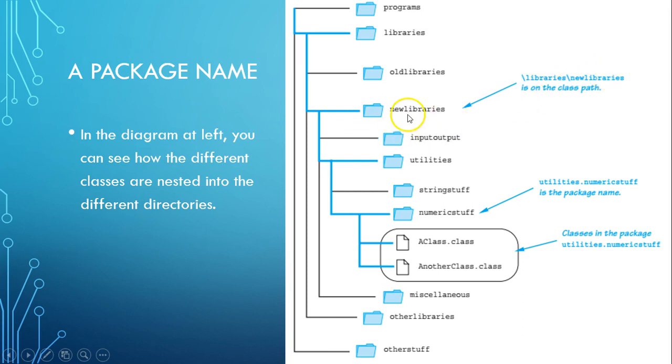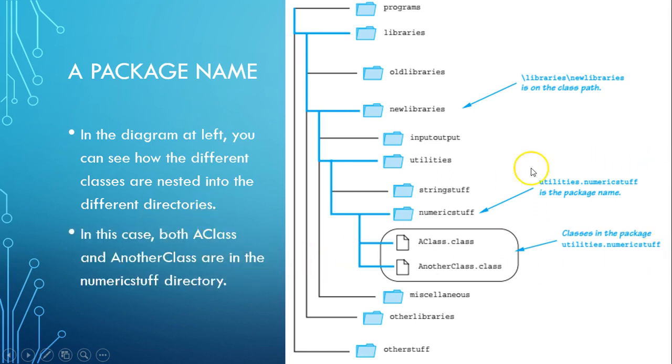So library/newlibraries is on the classpath. That is where we're pointing the classpath variable to. Then utilities.numericstuff is the package name. So I would write package utilities.numericstuff. Then I could use these two classes right here. I could say import those classes then. So again, as I mentioned, both AClass and AnotherClass are in the numericstuff directory. So this is ultimately what we're looking at right now.